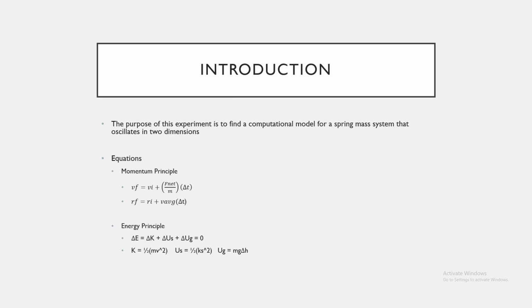The purpose of this experiment is to find a computational model for a spring mass system that oscillates in two dimensions. For the model, we had to use the momentum principle and the energy principle, mainly just the velocity update and the position update formulas, and then for the energy principle, the total energy that equals zero, and the kinetic energy, spring potential energy, and the gravitational potential energy.